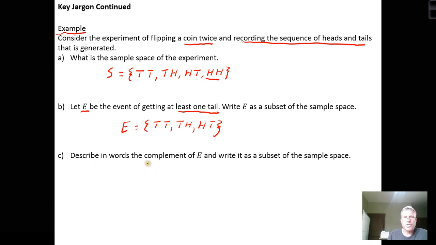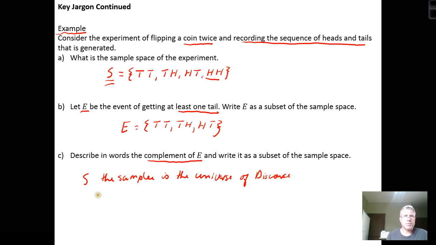Describe in words the complement of E. So remember, the complement of E is everything in your universe of discourse that isn't a member of E. So in this case, the sample space is the universe of discourse in terms of set theory. The sample space is the universe of discourse.